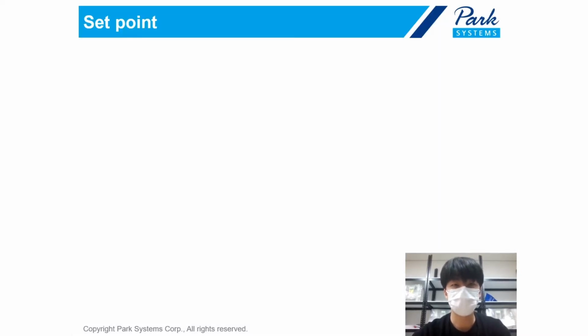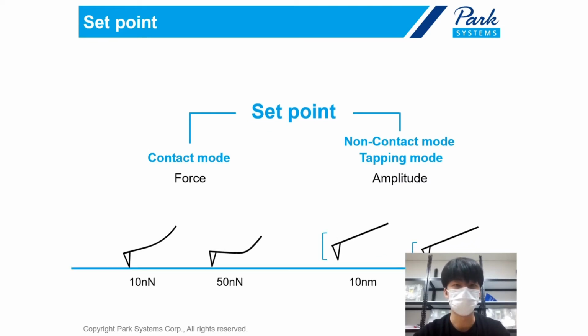So to understand how AFM works, we need to study some important values, and the set point is one of them. For AFM imaging, we need a reference value. In an AFM system, we call this reference value a set point. And the values we use for set point are very different depending on which mode we use. In contact mode, we use force as a set point, and we use the amplitude for non-contact or tapping mode.